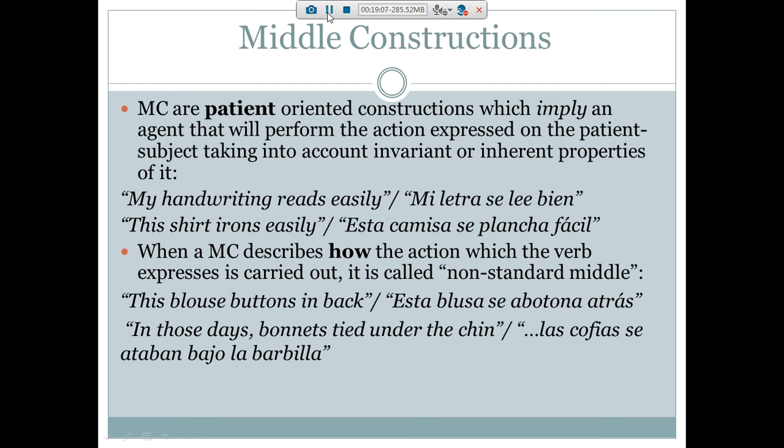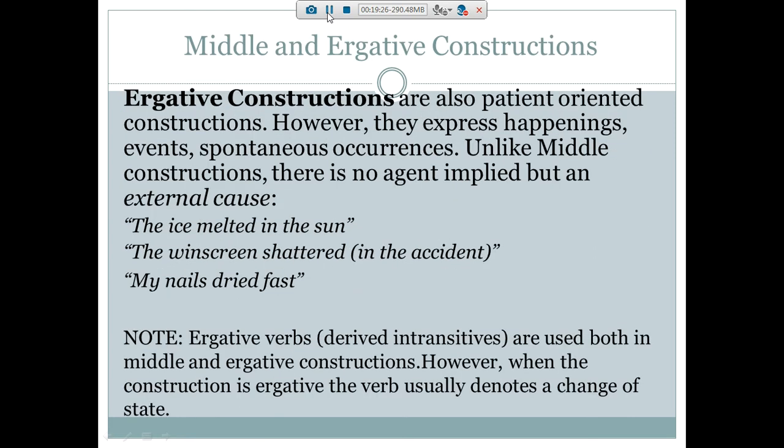Esta blusa se abotona atrás, or in those days, bonnets tied under the chin. Las cofias se ataban bajo la barbilla. Como en la familia Ingalls, Caroline, she would wear a bonnet and she would tie it under the chin.